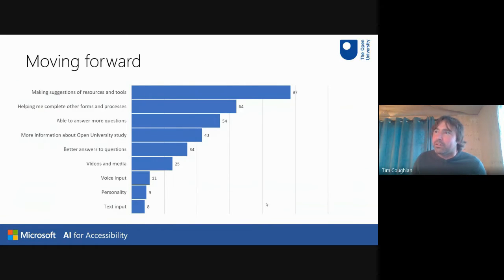And one of the questions we asked people was, what more did they want the bot to do? The main one, which we were already hoping to work on, was that it would make suggestions to them of the kind of resources and tools, based on what they were telling us about their disabilities. And the second one was to help them complete other forms and processes.